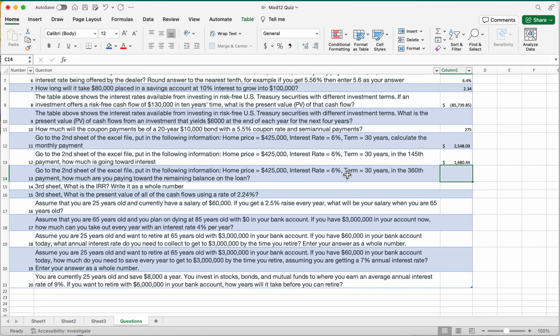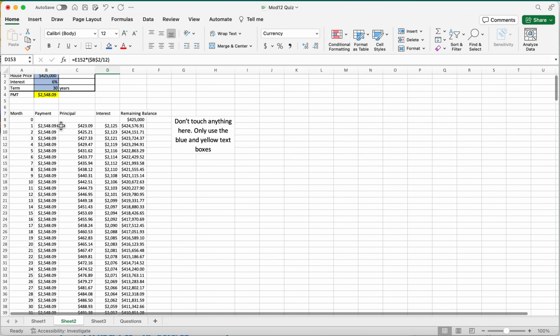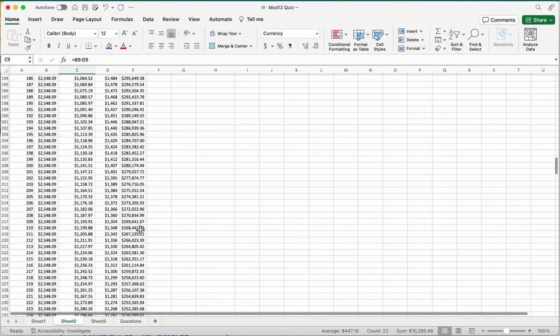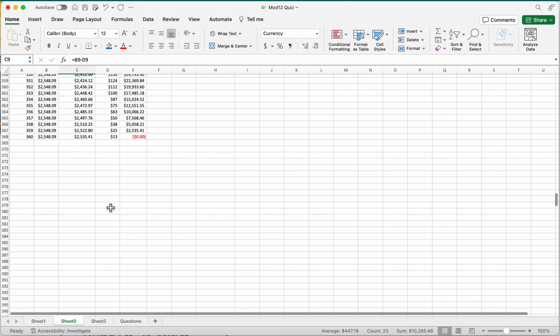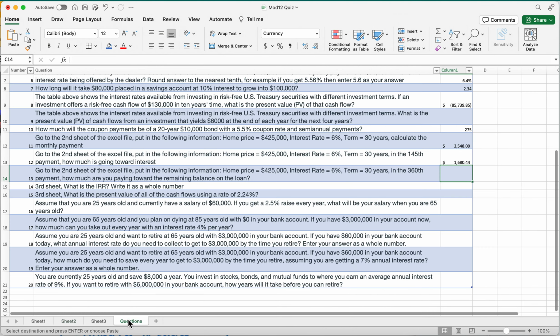So let's go there. On the 360th payment, how much are you paying towards the balance? Well, on that one, this number right here, that's how much is going towards paying off the balance. So on the 360th payment, this is how much is going towards the loan.